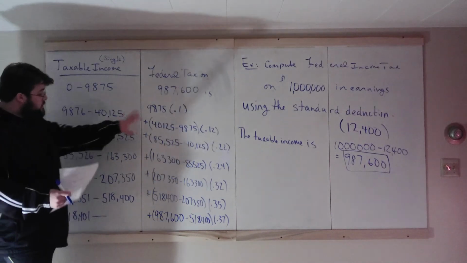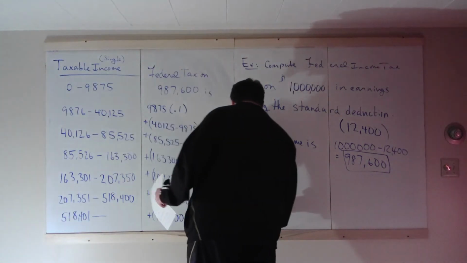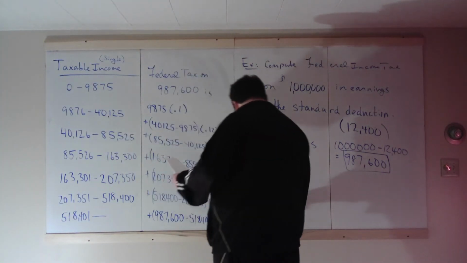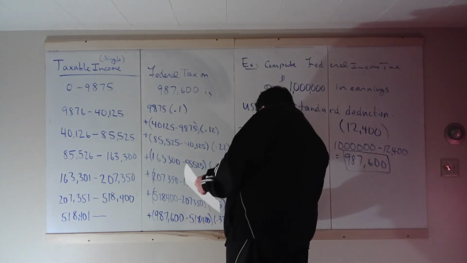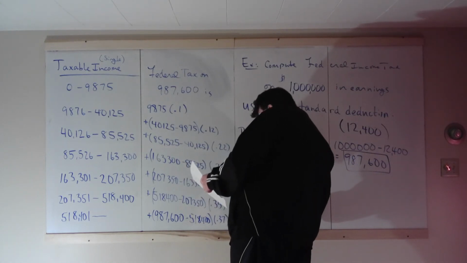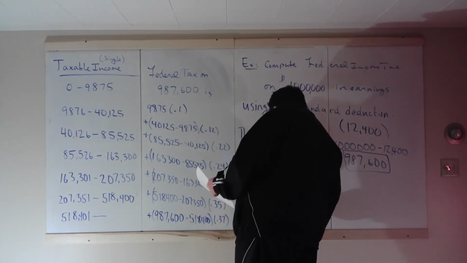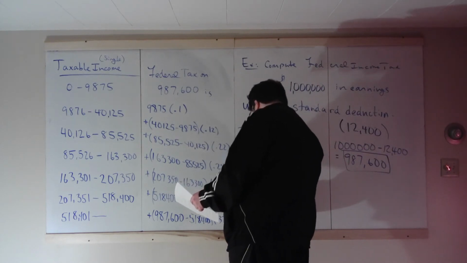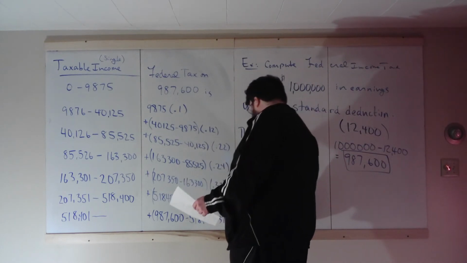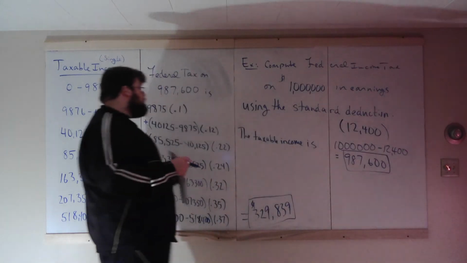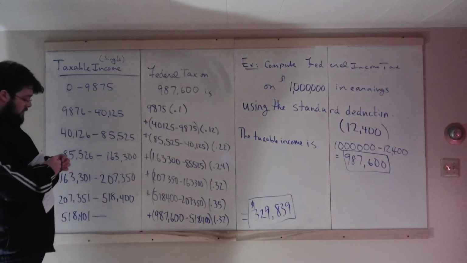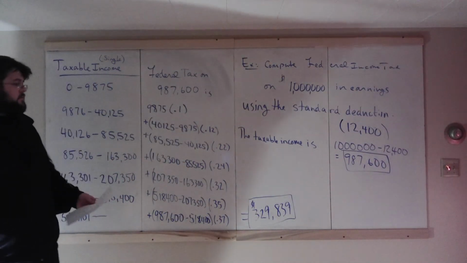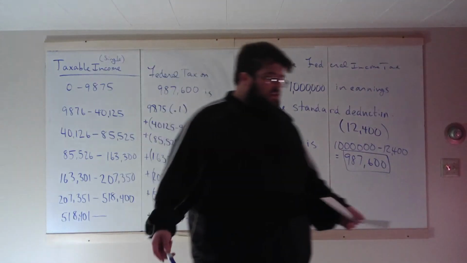So you find these numbers. I found them and I got a federal income tax of $329,839. A lot of money going on. So these tax brackets, it is important to know.